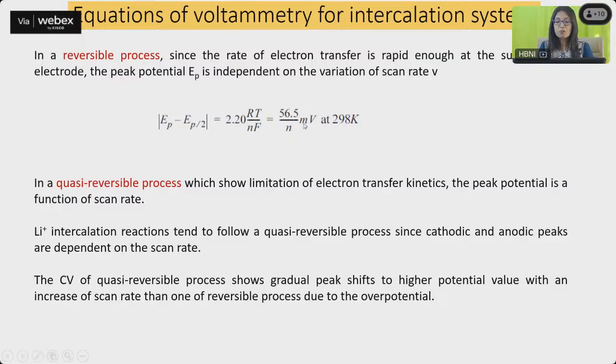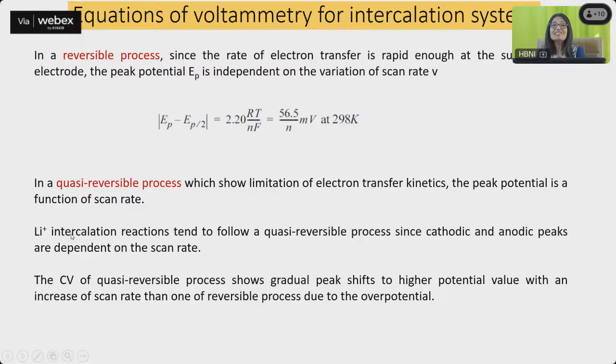In a reversible process, please understand that the rate of electron transfer is rapid enough at the surface of the electrode, and the peak potential is independent of the variation of the scan rate. Whereas if it is a quasi-reversible process, which shows limitation of electron transfer kinetics, the peak potential will become a function of the scan rate. So if it is reversible, it is independent of the scan rate. If it is quasi-reversible, then it depends on the scan rate.